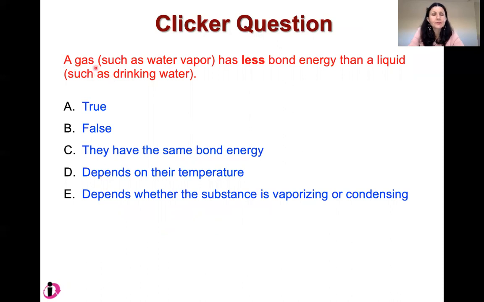So here's your first question to think about. A gas, such as water vapor, has less bond energy than a liquid, such as drinking water. So is this true, false? Do they have the same bond energy? Does it depend on the temperature? Or does it depend on whether the substance is vaporizing or condensing? All right, so think about it and I will explain the answer next.